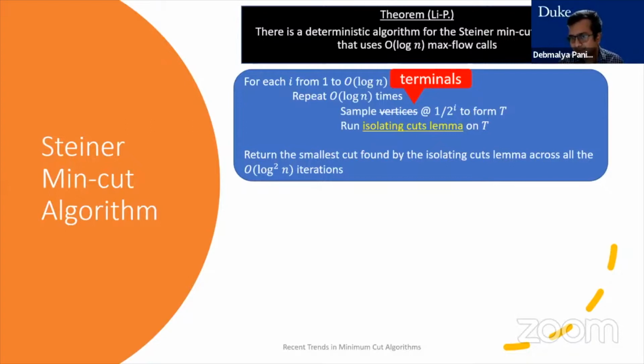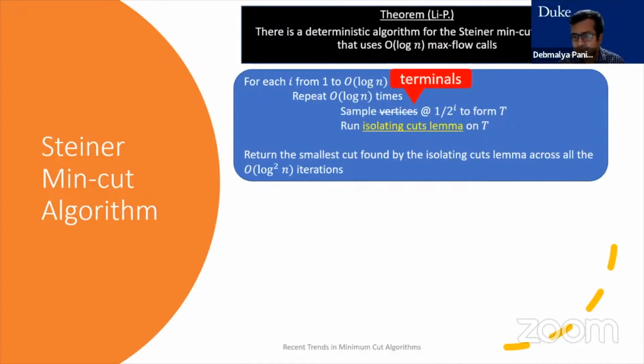And then I sample vertices, but instead of sampling all vertices, now I sample terminals. So I sample terminals at rate 1/2 to the i. The understanding is that if I got the right value of i, then there are 2 to the i terminals on the smaller side of the Steiner min cut. And then with constant probability, I will hit exactly one of those terminals in my sampling.